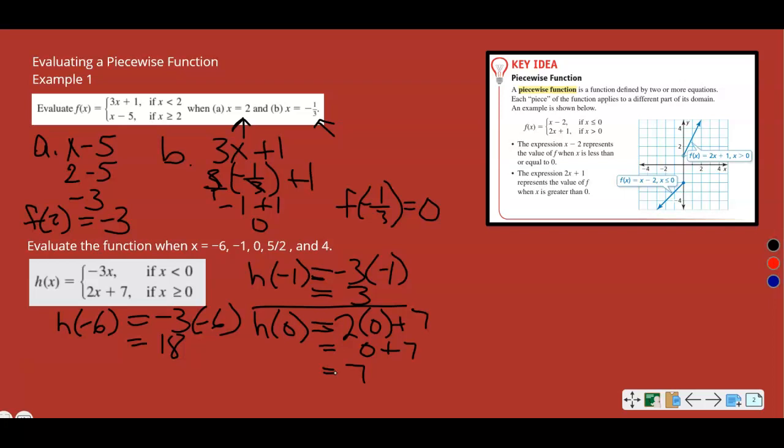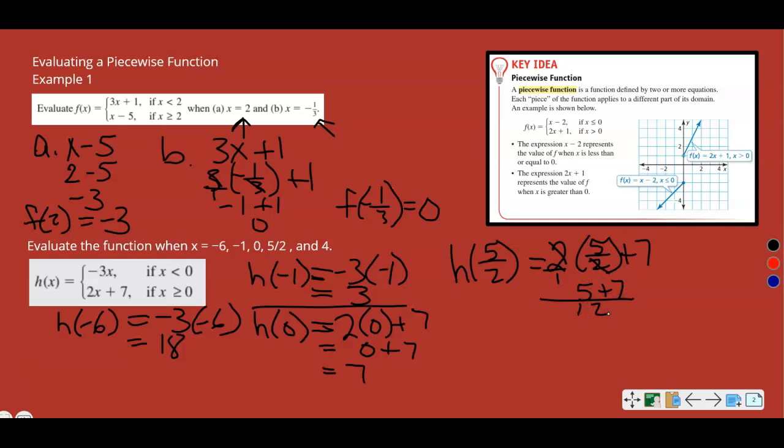All right, now we're going to look at h of 5 halves. 5 halves is another way to write 2 1/2. All right, so 5 halves is greater than or equal to 0. So we're going to use 2 times x, which is 5 halves in this case, plus 7. Again, we can write any number as a fraction by putting it over 1. So the 2's reduce. 5 over 1 is just 5. 5 plus 7 is 12.